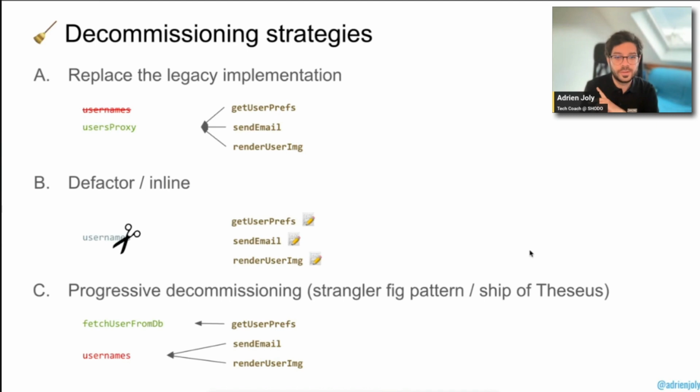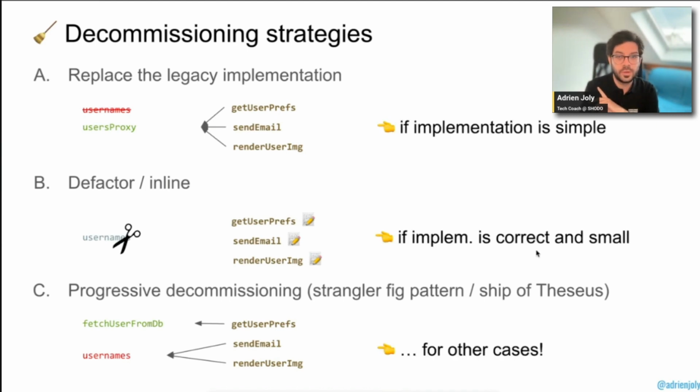So obviously, we decided to take the last one. The first option is very good if your implementation is very simple. Like in our case, it's not the case because usernames is an object. Basically, it's an object that was stored in memory. And if we had to use a proxy to the database, it would become something asynchronous. So it's very hard to swap one with the other.